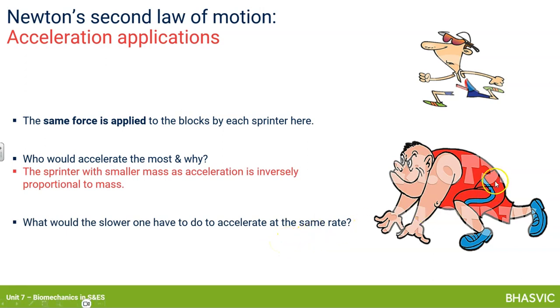But what would this athlete have to do? Let's say we want them to accelerate out of the blocks at the same rate. What would this athlete have to do to achieve that? Because they're a bigger mass, they would have to generate much bigger force to achieve the same acceleration than the smaller massed athlete.